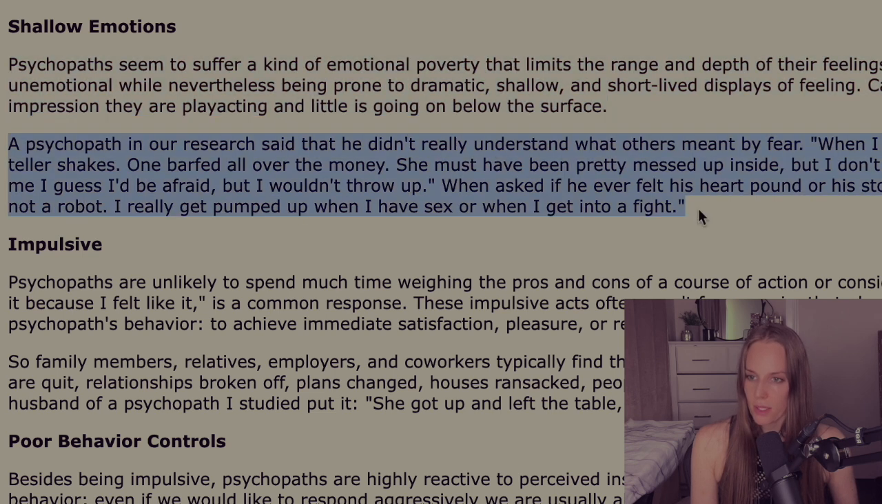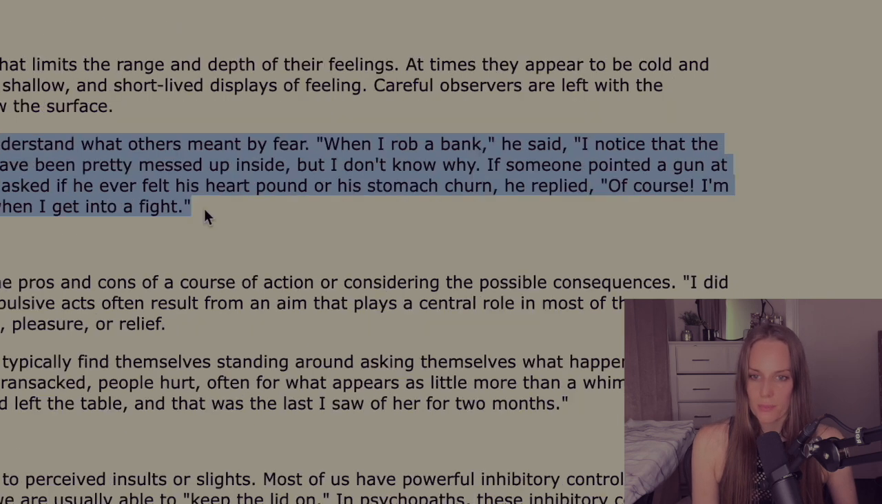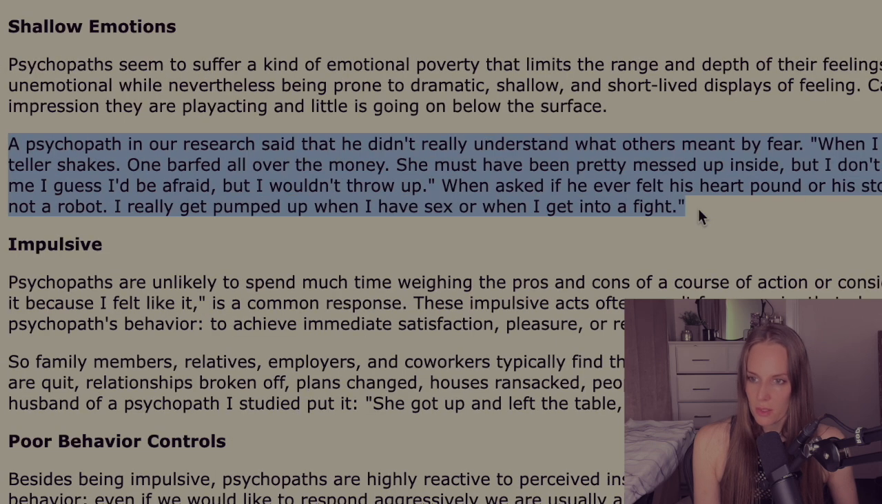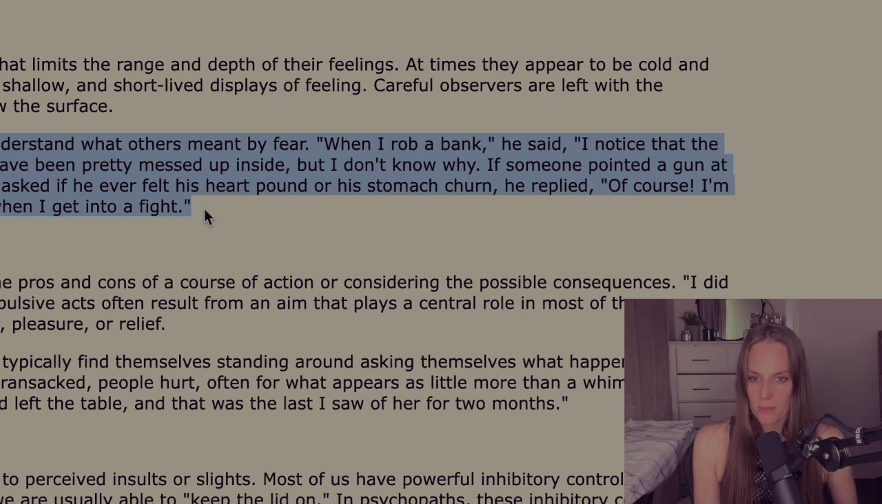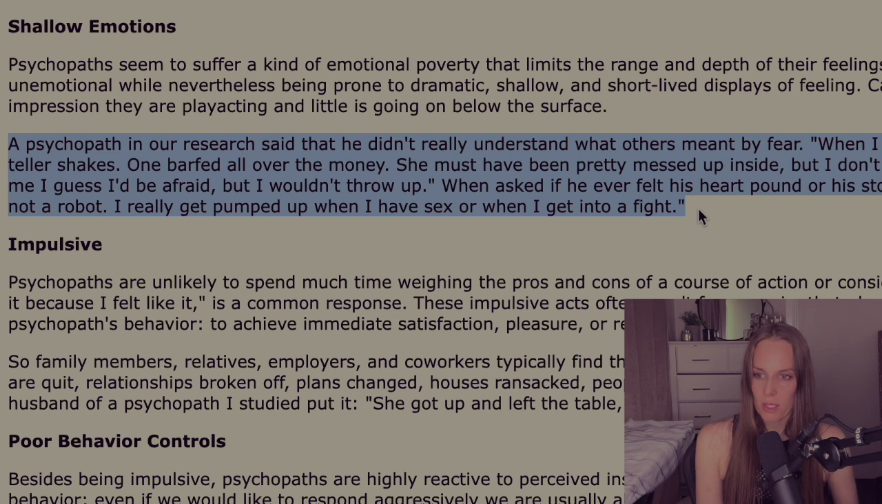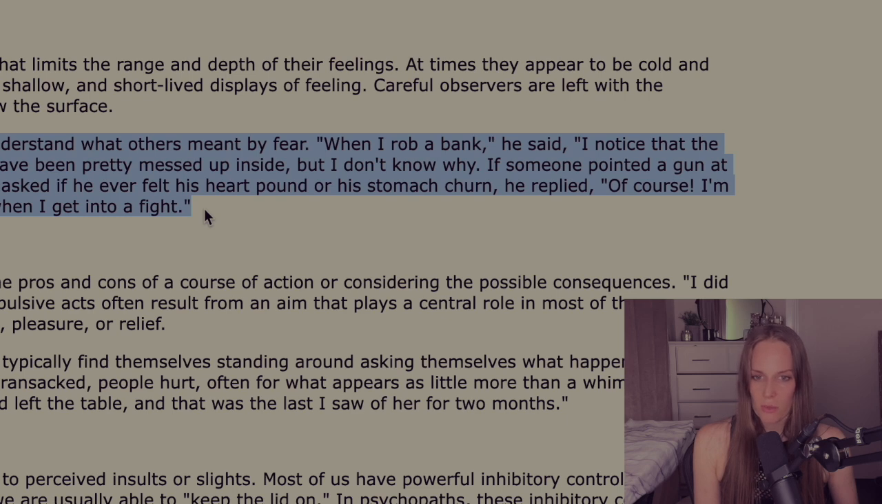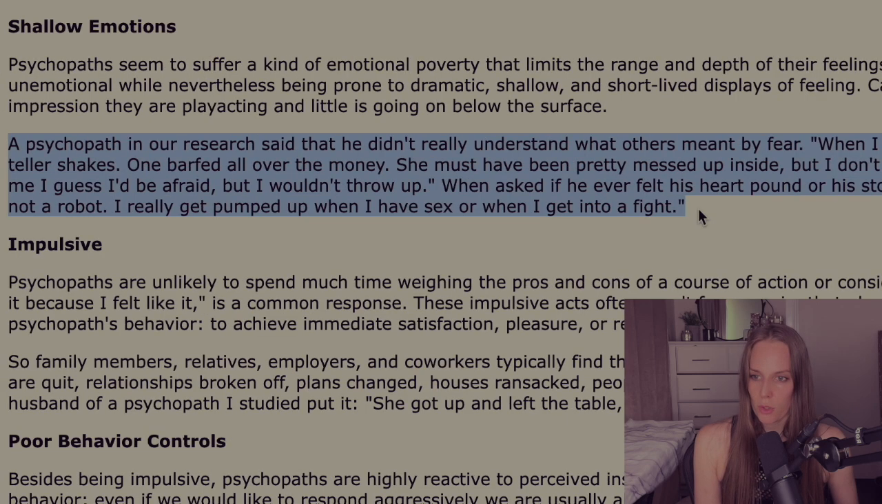A psychopath in our research said that he didn't really understand what others meant by fear. When I rob a bank, he said, I notice that the teller shakes. One barfed all over the money. She must have been pretty messed up inside, but I don't know why. If someone pointed a gun at me, I guess I'd be afraid, but I wouldn't throw up. When asked if he'd ever felt his heart pound or his stomach churn, he replied, "Of course, I'm not a robot. I really get pumped up when I have sex or when I get into a fight."